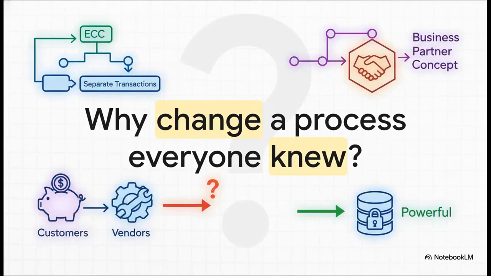So right off the bat, if you're coming from the old SAP world, from ECC, you're probably thinking, hold on, we had our T codes for customers, our T codes for vendors. It worked. Why on earth did they change it? And you know what? That is a totally fair question. The answer really gets to the heart of what makes the business partner concept such a game changer.